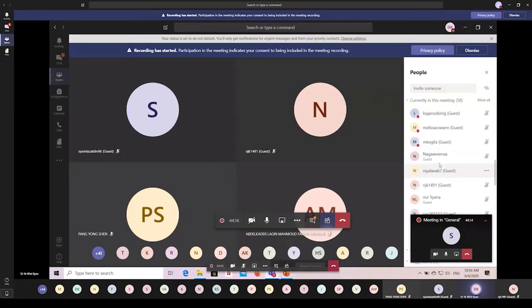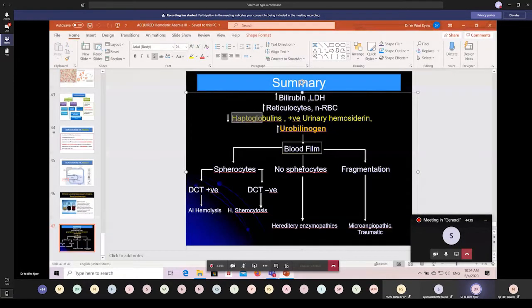No response. Why? You don't know. Haptoglobin. Haptoglobin count reducing, what type of hemolysis? Intravascular hemolysis or extravascular hemolysis? Very easy.